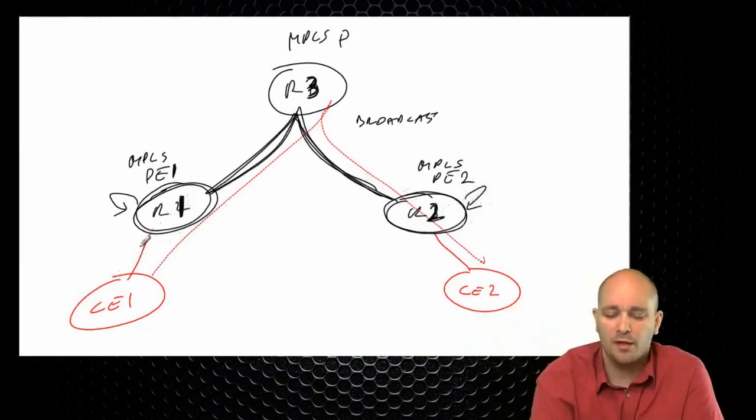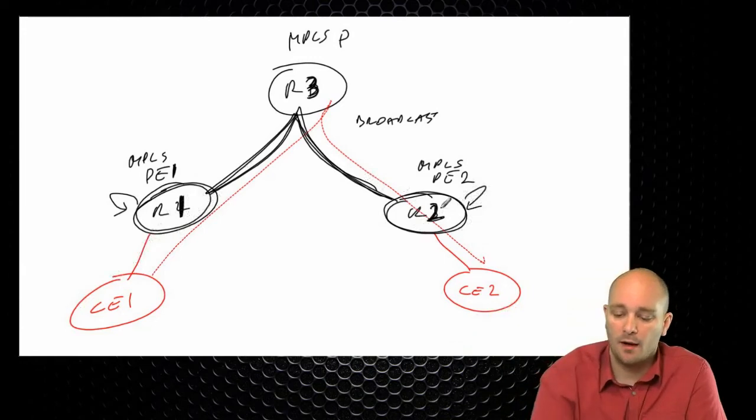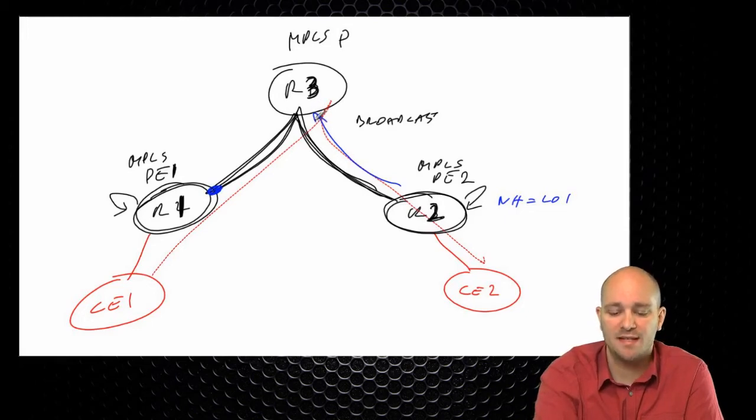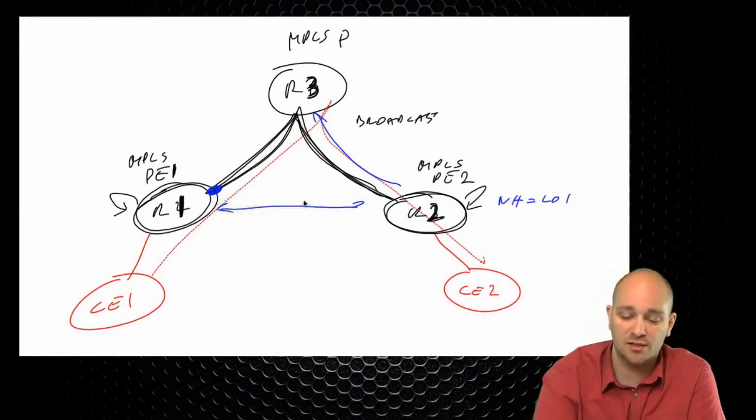But the problem here is that when R2 looks at its routing table, if this was a broadcast network type, what would be the next hop of the loopback of R1? It will actually be R1 itself, which means that the traffic that gets sent to R3, MPLS traffic, will be sent with the wrong label. It will be sent unlabeled because R2 will not have labels from R1. Why? Because there is no direct communication between them. They cannot exchange the labels.